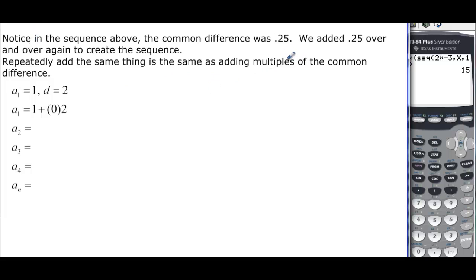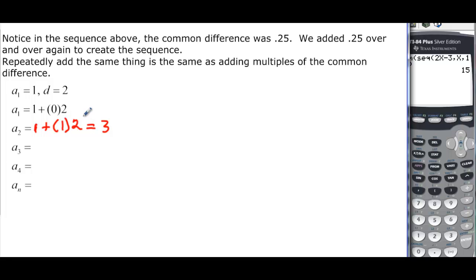We added 0.25 over and over again, and repeatedly adding the same number is really just multiplying that common difference. It's like this. We start with a sub 1, and we want 0 common differences. We need it to stay 1. So this would be 1 plus 0 is 1. Well, we can start with that first term again, but this time I would like to have 1 common difference. And that would give me 2 times 1 plus 1, or 3.